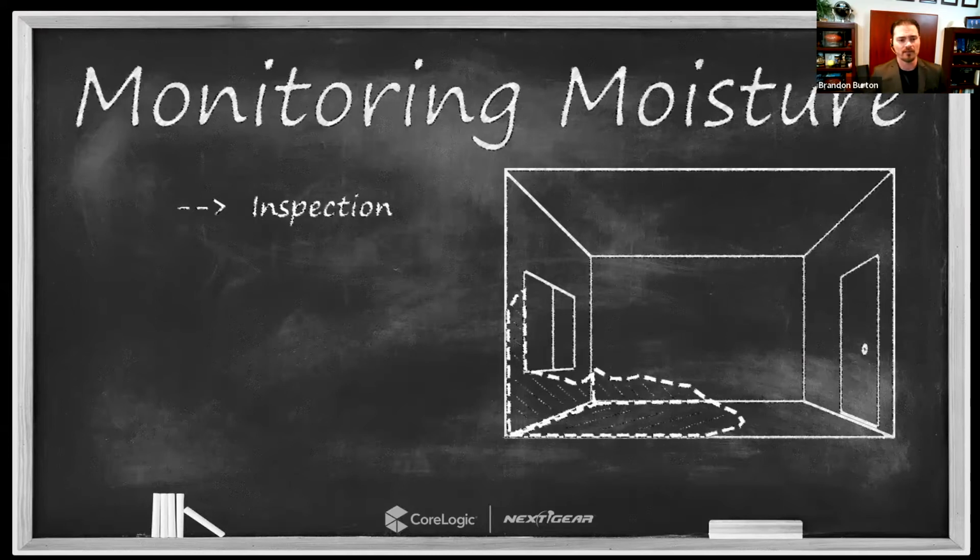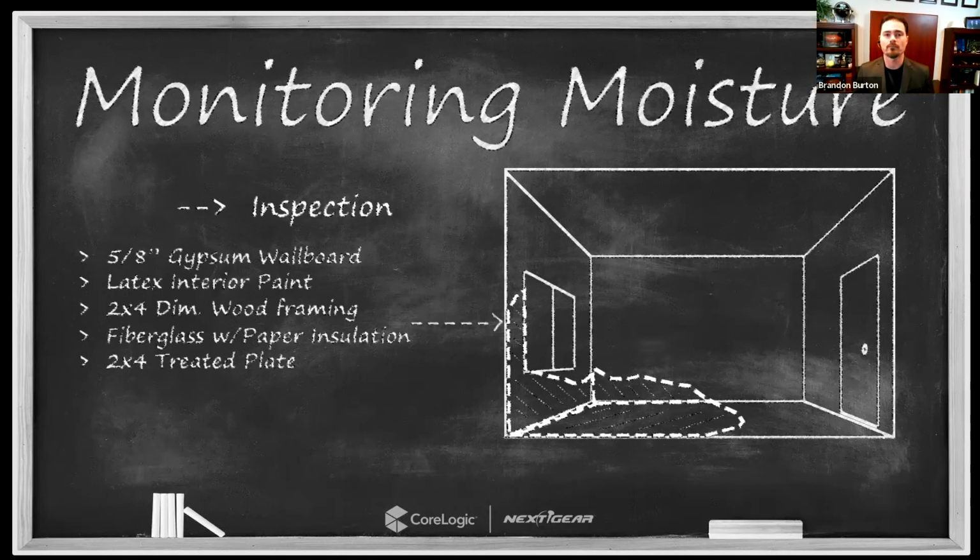And here I'm just going to give you a couple of examples in the inspection process. We've identified an area of migration in a simple room. We've got a couple areas of wall. We've got an area of floor. But again, those are the assemblies. This is what the components would look like. So this wall in this particular example, 5/8 gypsum, latex interior paint, 2x4 dimensional wood framing, et cetera, et cetera. That's breaking it down to the component level.